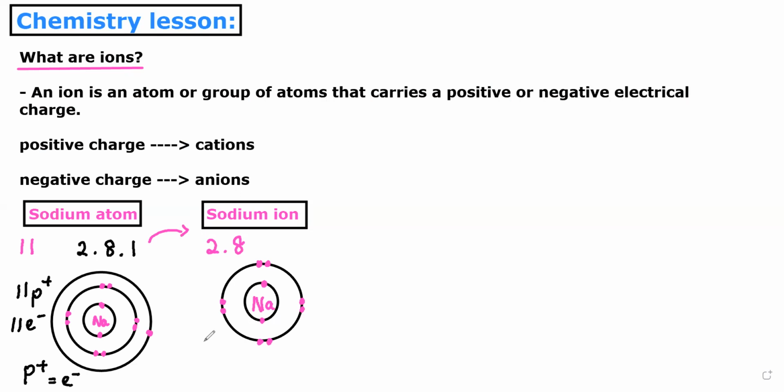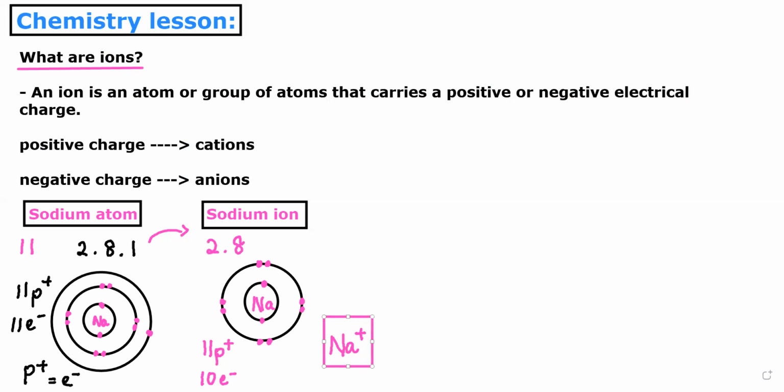So there are still 11 protons, but since 1 electron is lost, there are 10 electrons only. So it means there is 1 more proton, and that basically gives +1 charge to sodium. This is how we get this sodium ion Na+. This is the example of cation, positive ion.